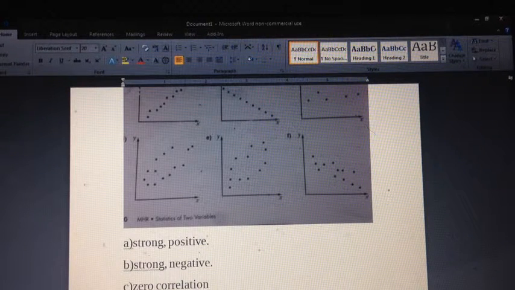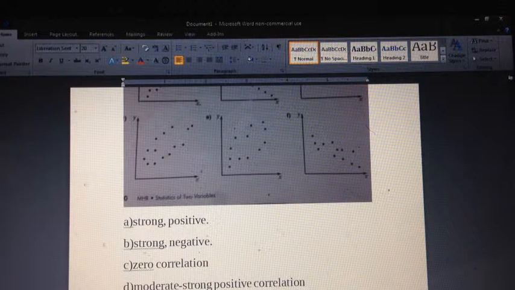Finally, in F, we can see that the trend is that as x increases, y decreases, and the data is still spread. However, the data is more grouped than in questions D and E. Therefore, it is a moderate to strong negative correlation.